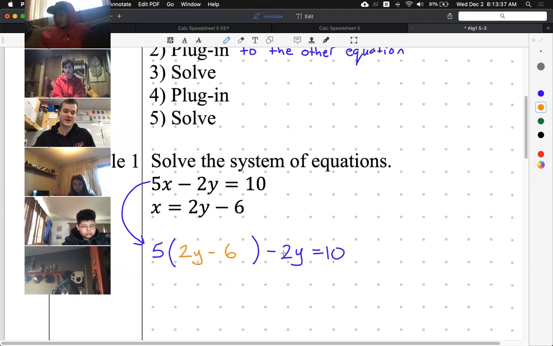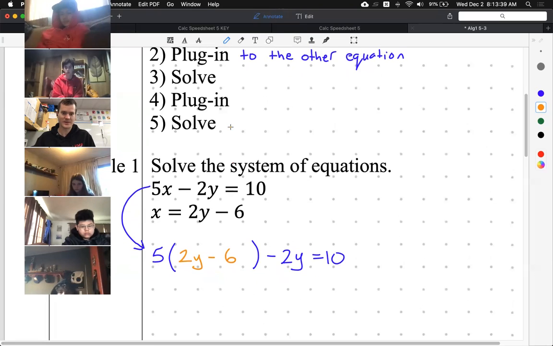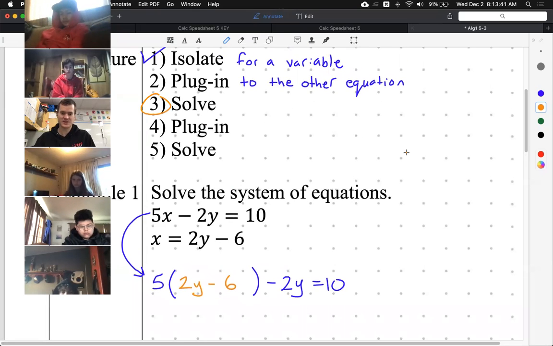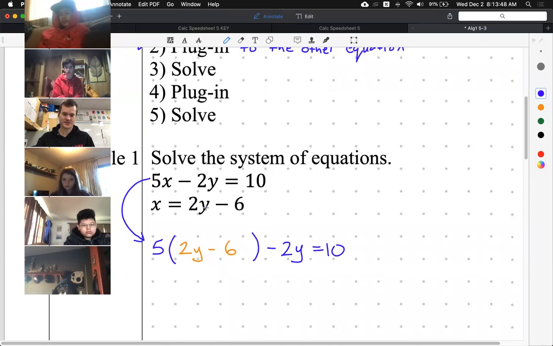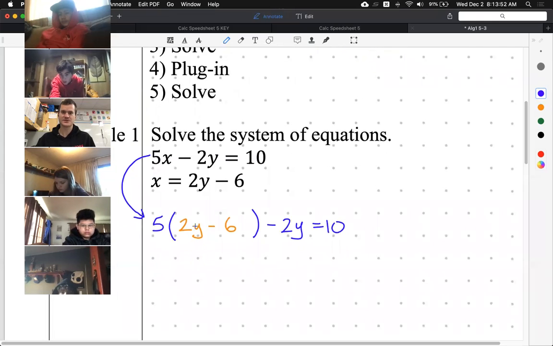Okay, well, now we need to actually solve for that variable. What is y? And that's step number 3, right? We need to solve. What is y? So we can check off step 2. We plugged it in and solve for y. And this is where I'm going to need some help. This is using your unit 1 skills. How do I solve for y?